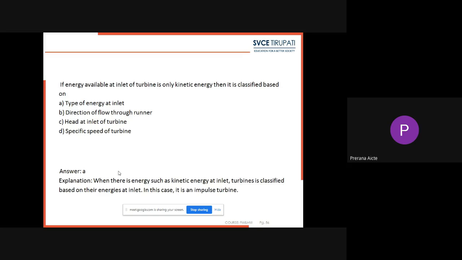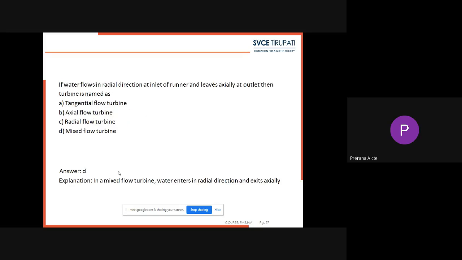If the energy available at the inlet of the turbine is only kinetic energy, then it is classified based on the type of energy at inlet. If water flows in the radial direction at the inlet of the runner and leaves axially at the outlet, then the turbine is named a mixed flow turbine.